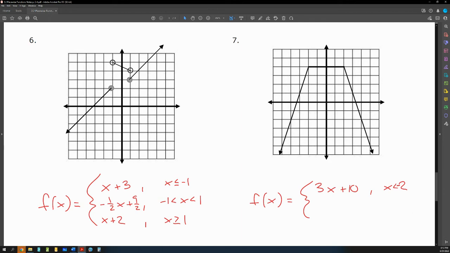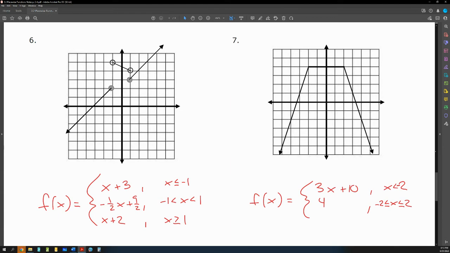Okay, so the next piece here, we have this horizontal line at y equals 4. The domain here is between -2 and 2. Let's go ahead and include each of those endpoints, so less than or equal to's here. So that means our last piece is going to be strictly greater than.